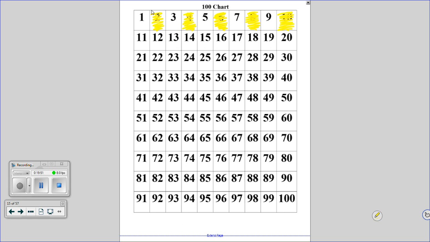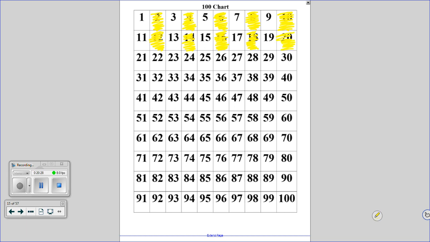2 times 6, Ada Washington? 12. 2 times 7, Colin? 14. 2 times 8, Kaylee? 16. 2 times 9, Sabrina? 18. 2 times 10, Naviana? 20.